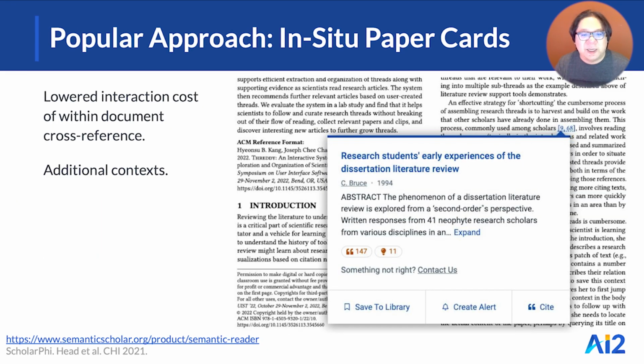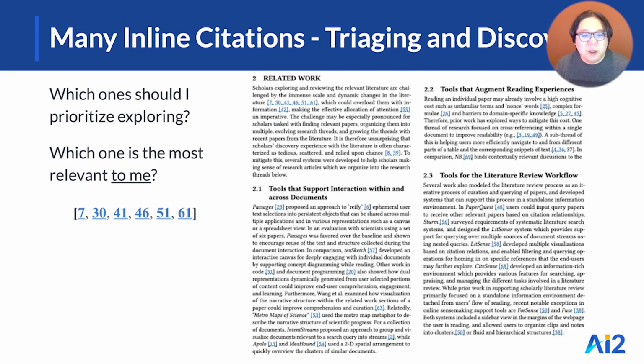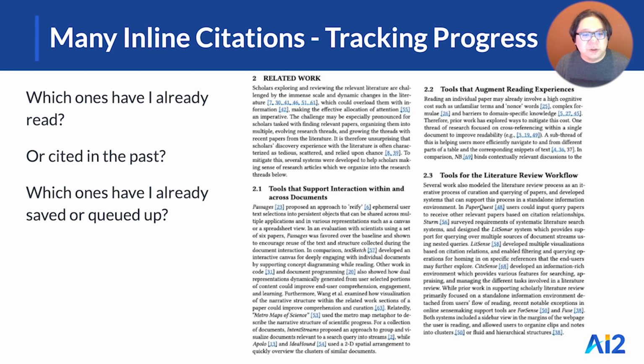One popular design that can help with this is in situ paper cards that allow readers to click on the inline citation and quickly see more context around it. However, it can still be difficult for readers to prioritize which of the many inline citations they should explore. Additionally, it can be hard to keep track of your exploration process during literature reviews. For example, when you open a new paper, trying to figure out which inline citations were papers you've just read or which ones are already saved in your library is not an easy task.